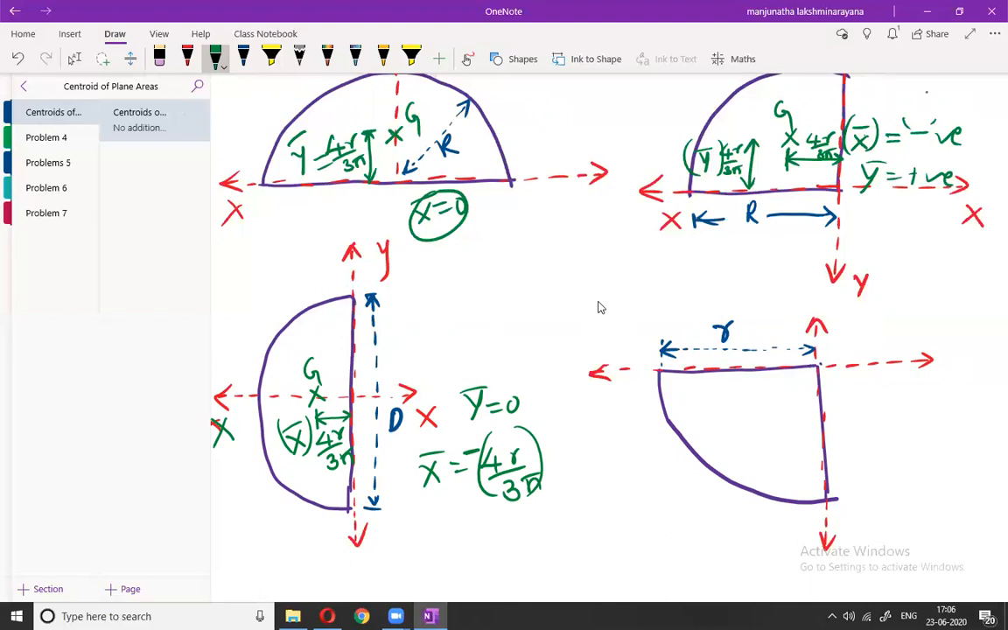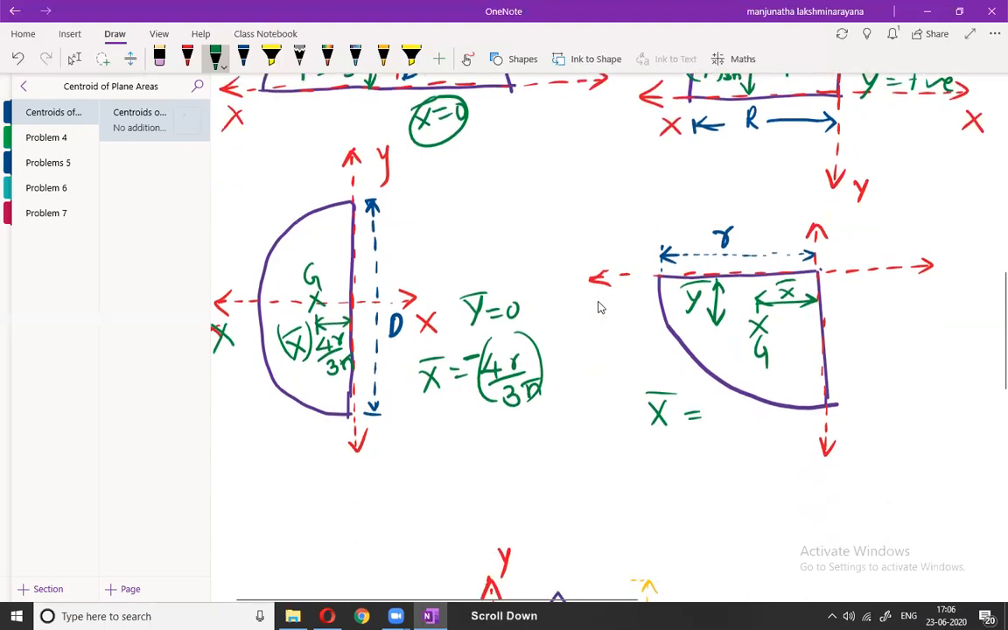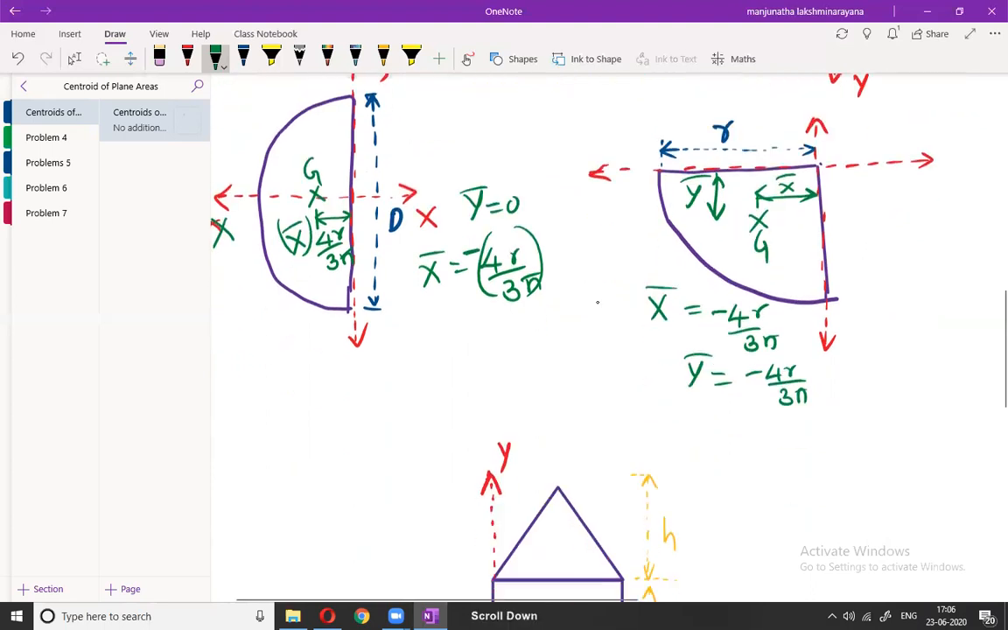Now in this case, if we consider this case, here this is x bar, and here this is y bar, and since x bar is negative, and y bar is also negative, the centroid is lying on the left hand side, on the negative side of the x-axis as well as the negative side of the y-axis. X bar and y bar are given by x bar is equal to minus 4r by 3 pi, and y bar is also equal to minus 4r by 3 pi. Okay, so that's how you will have to find the centroid of the different figures.